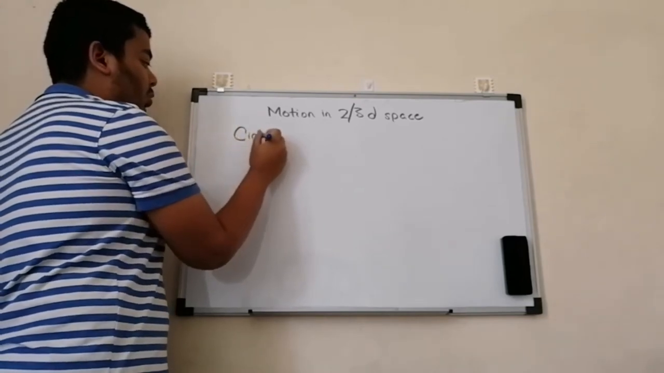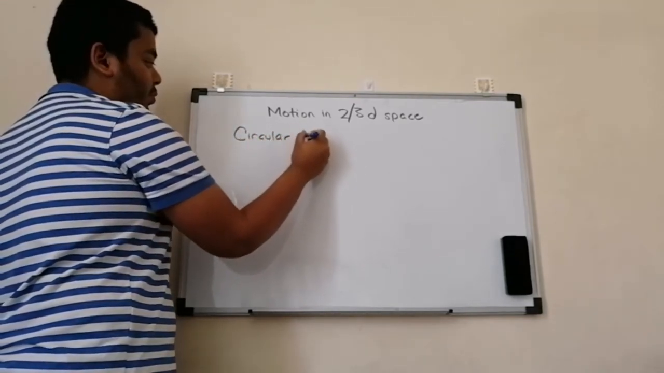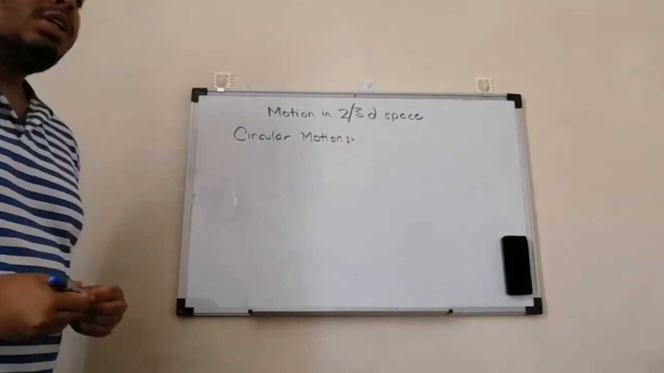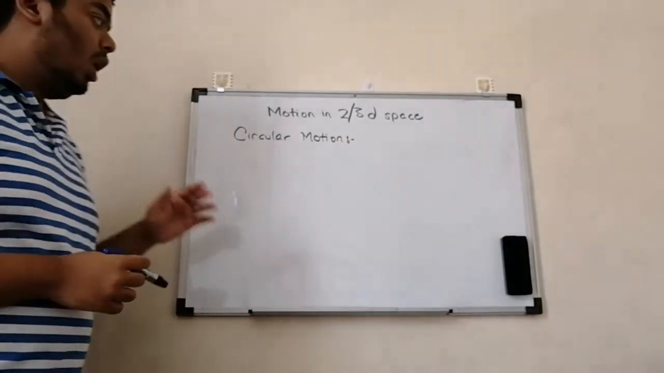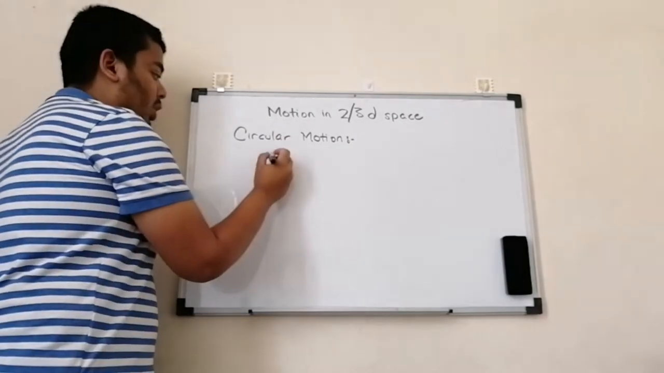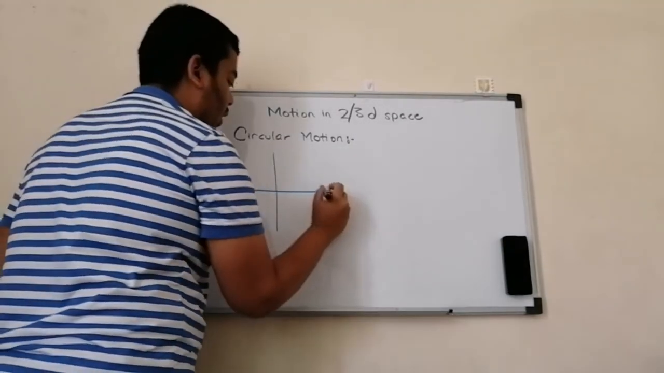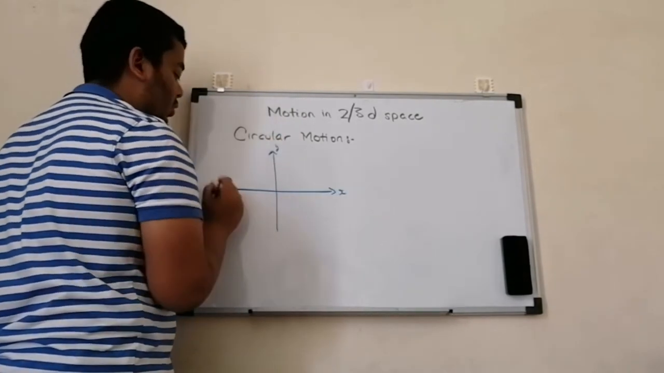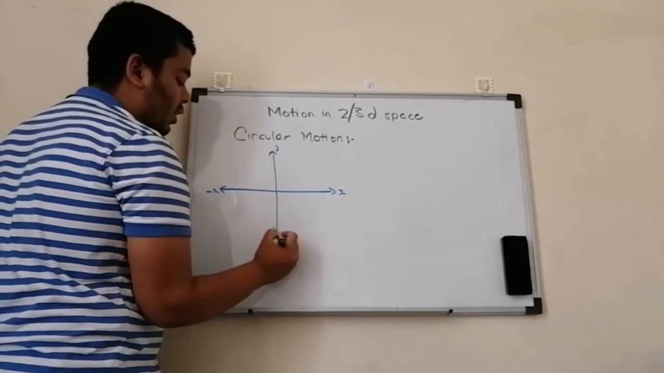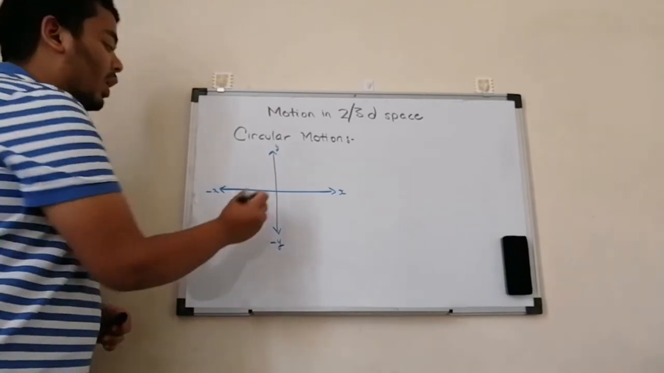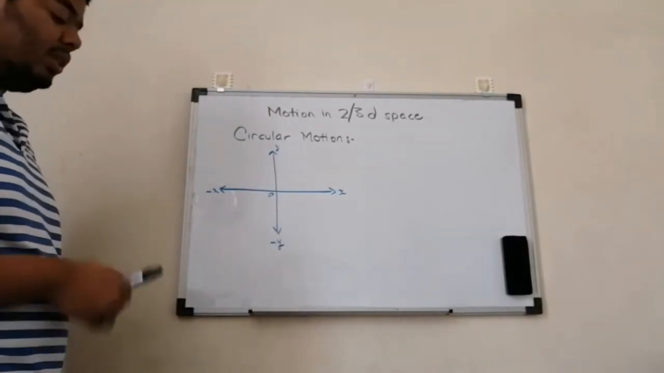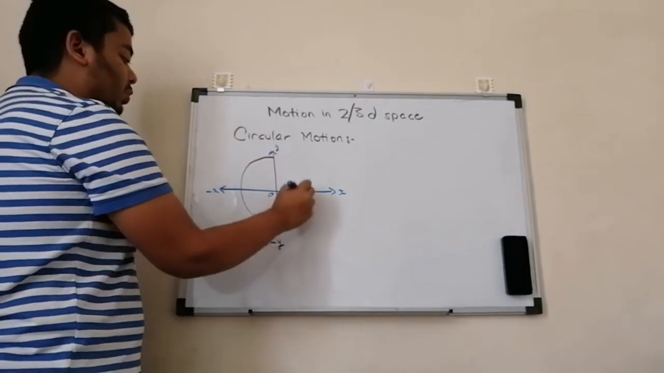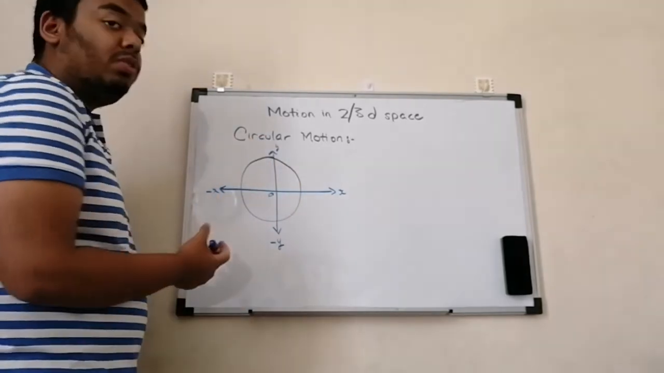So, circular motion. Okay, perfect. So this is an object in circular motion. Let's take the object moving in the xy plane. This is the xy plane, the positive x-axis, the positive y-axis, the negative x-axis, and the negative y-axis, okay? And this is the origin. Perfect. Now, let's say this is the path of the object in a circular motion. Okay? Not a perfect circle, sorry.